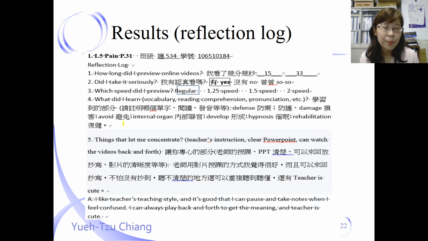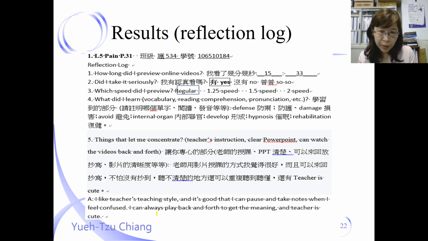And then I asked them the speed at which they previewed. This student said that she watched the video at regular speed. But if you put it on YouTube, you could speed it up, right? So there's 1.25 speed, 1.5 speed, and 2 speed. And I asked them what they learned from previewing this video. These are the things that they wrote, and I also asked them what things let them concentrate.